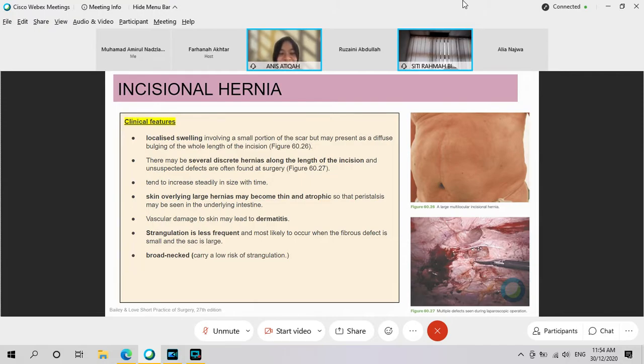Pardon, doctor, sorry. Is it typical for all incisional hernia to involve the whole length of the scar? Not necessarily, it depends on the patient.